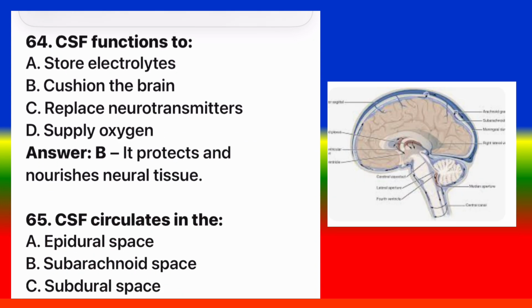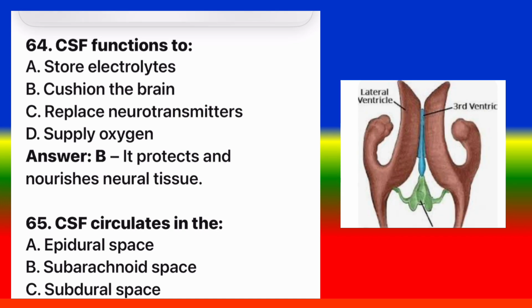64. CSF functions to A. Store electrolytes, B. Cushion the brain, C. Replace neurotransmitters, D. Supply oxygen. Answer B. It protects and nourishes neural tissue.